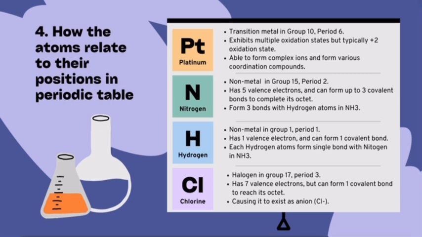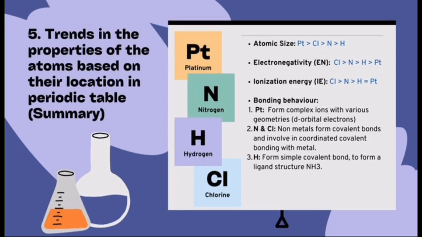And last is chlorine. Chlorine is a halogen in group 17, period 3. Chlorine has 7 valence electrons, but it can form 1 covalent bond to reach its octet. As we know, to reach an octet, an atom must have 8 valence electrons. This also causes chlorine to exist as an anion, Cl-. Next, the trends of the properties of the atoms.